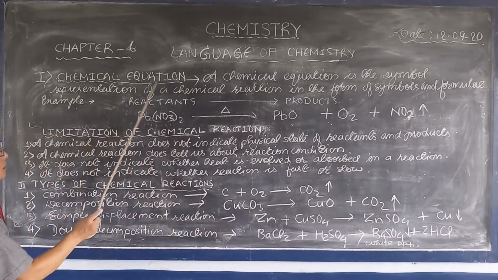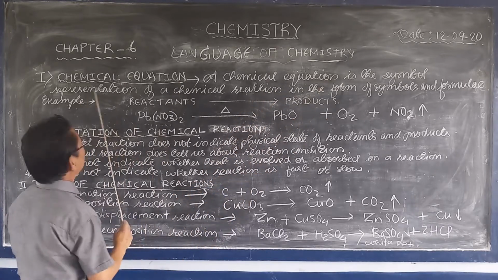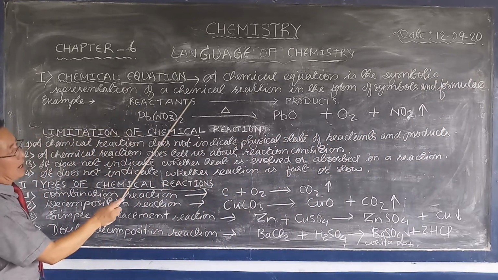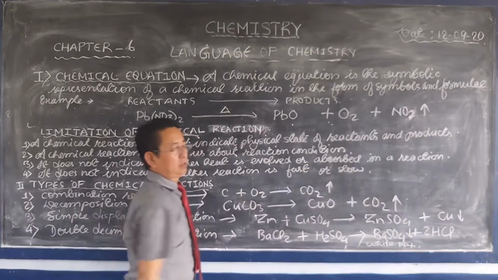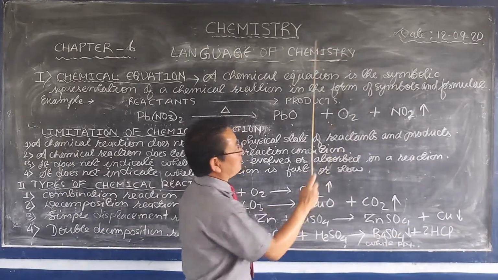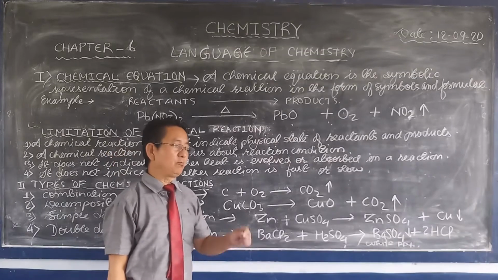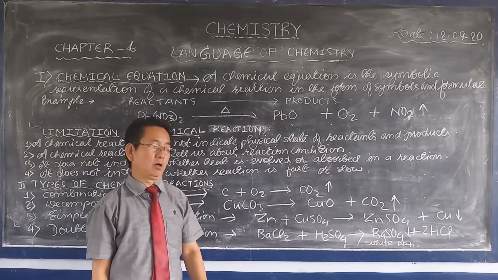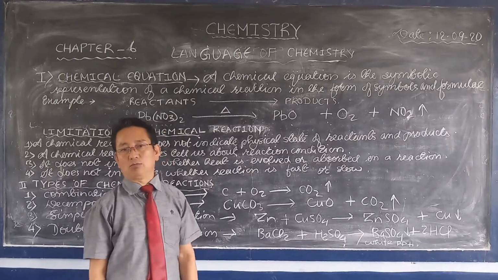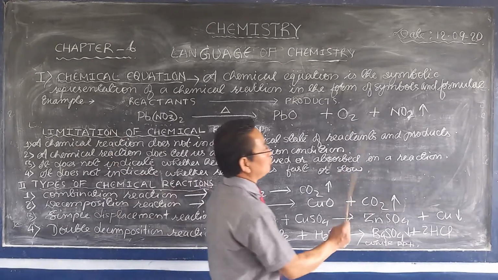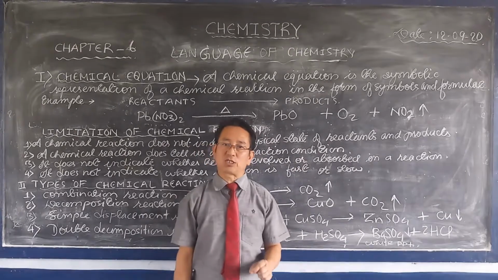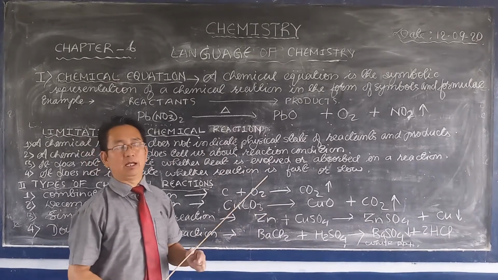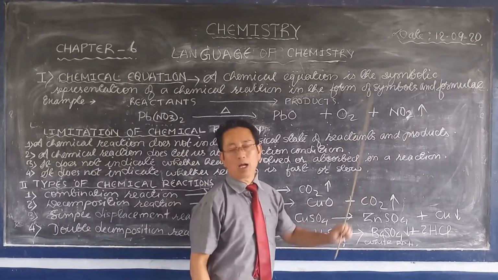As you can see here, a chemical equation is the symbolic representation of a chemical reaction in the form of symbols and formulae. A symbol is the short form of an element, whereas the chemical formula of an element is the symbolic representation of an element which shows the actual number of atoms, whereas the chemical formula of a compound is the symbolic representation of a compound which shows the actual number of atoms of each element present in one molecule of a compound.